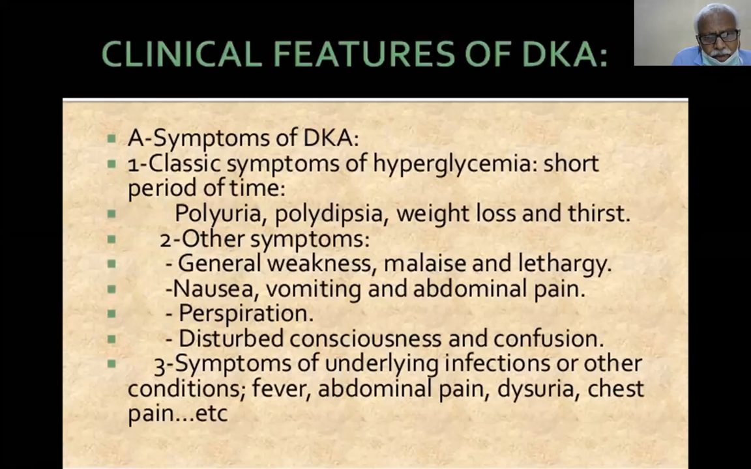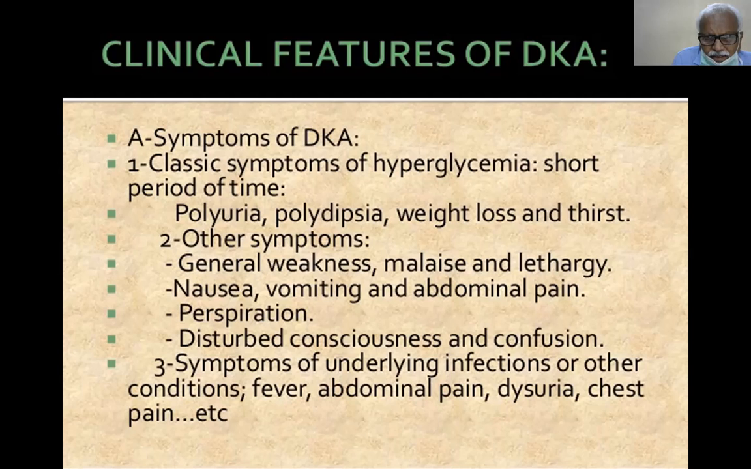The symptoms of diabetic ketoacidosis are classic symptoms of hyperglycemia in a short period of time. Those are polyuria, polydipsia, hyperphagia, weight loss and thirst. So polydipsia, they will be having thirst. They will be keeping a glass of water right in front of them on their working table.